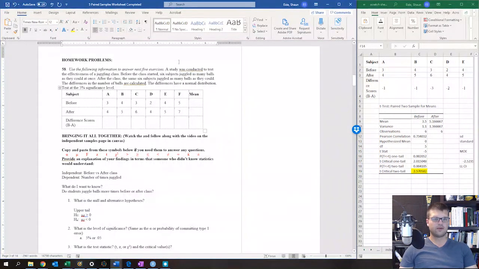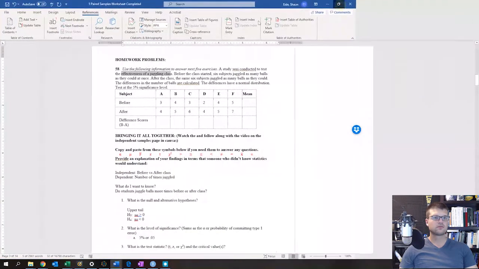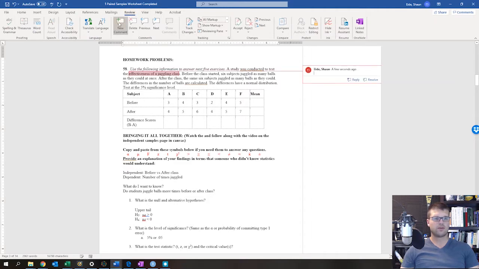So let's label a few things. First of all, effectiveness of a juggling class. This right here, we're going to make a comment. We've got the independent variable. Essentially, you've got the treatment. The treatment is the juggling class.